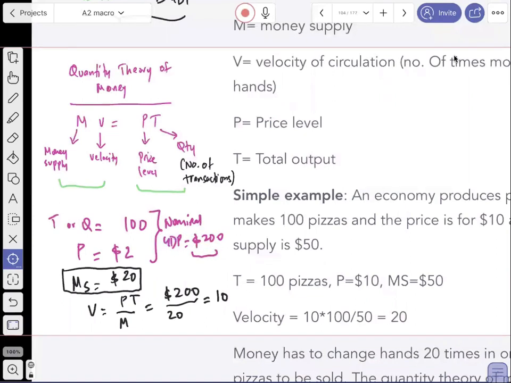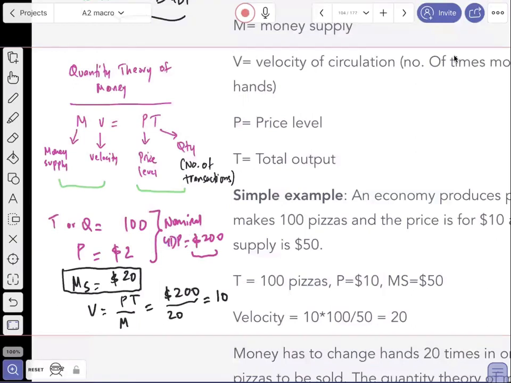So that's what our MV equals PT theory said. Money supply times velocity, that is 20 times 10, is equal to PT, which is the total value or nominal value of the GDP. Not the real value, but nominal value of the GDP, because T is your total quantity, P is the price, and therefore when the nominal GDP is $200 and the government is only printing $20, then the number of times money has to change hands has to be 10. Okay, this is something which we discussed in AS economics as well.